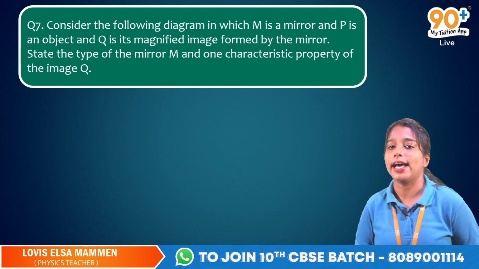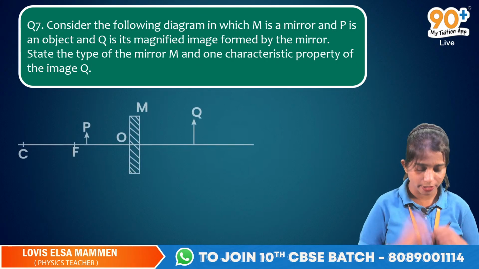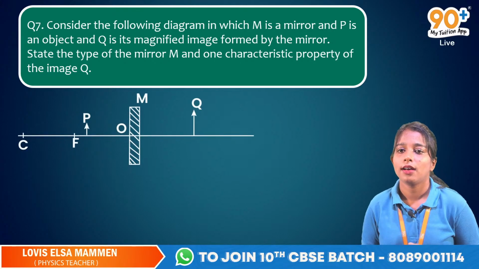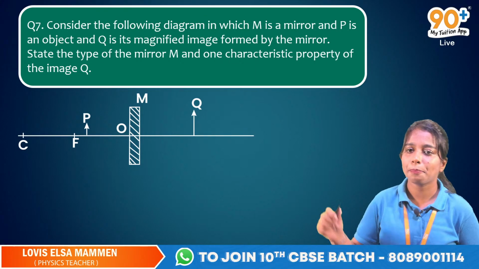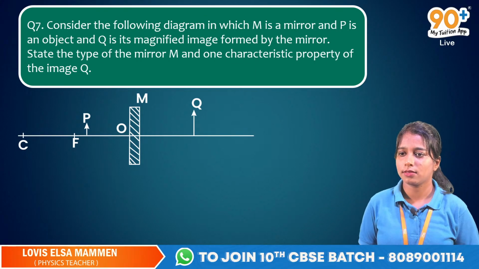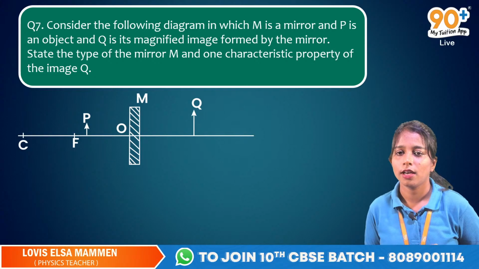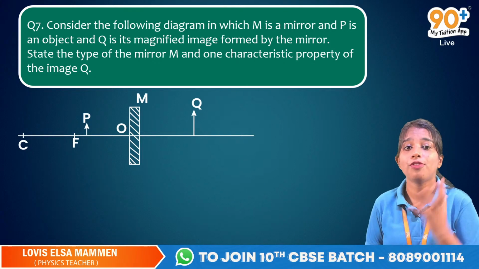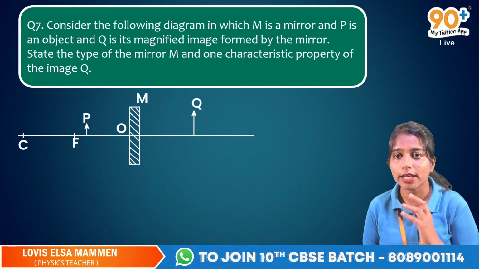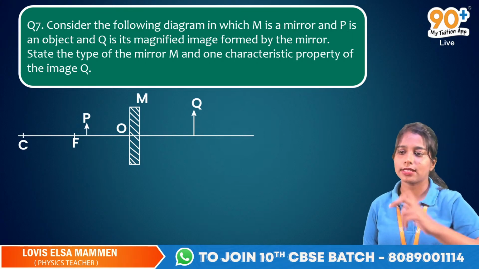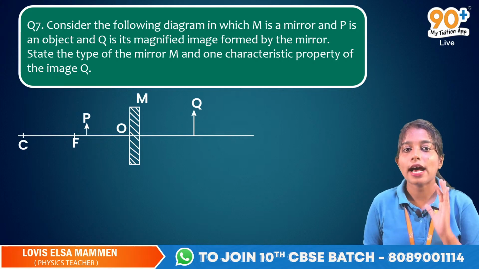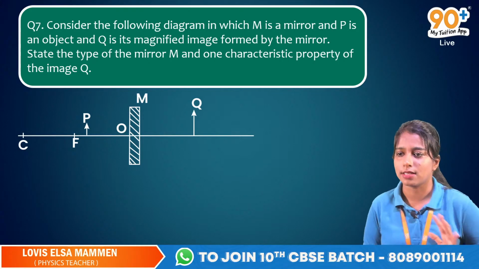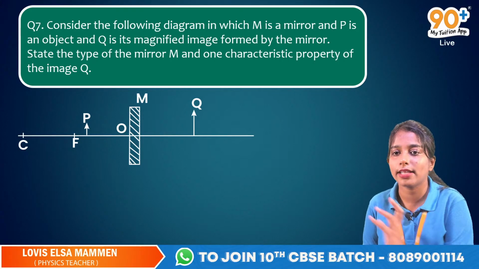So here comes the next question. Consider the following diagram, in which M is a mirror, P is the object, and Q is the image formed. One more thing is given: the image is magnified. You are asked to find which mirror it is. You need to identify M.